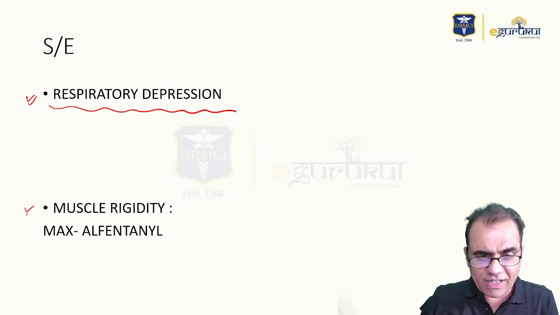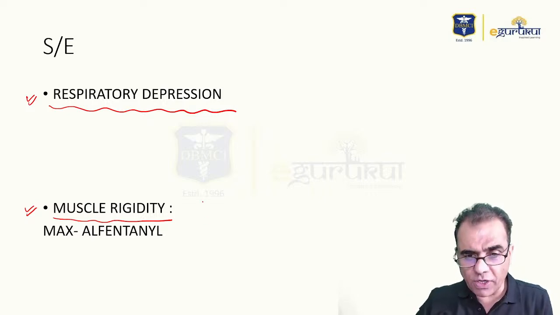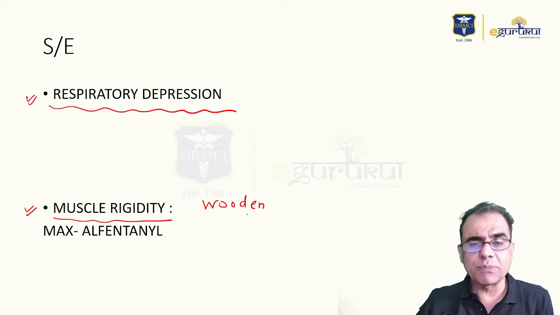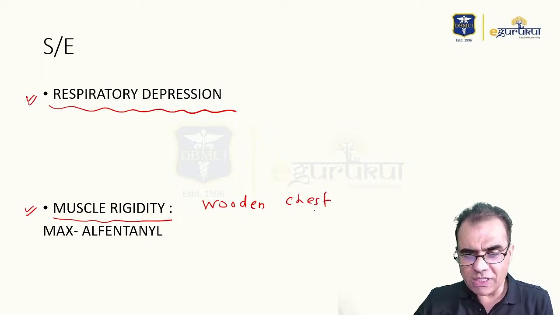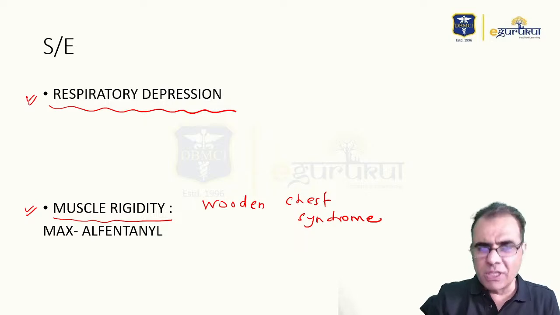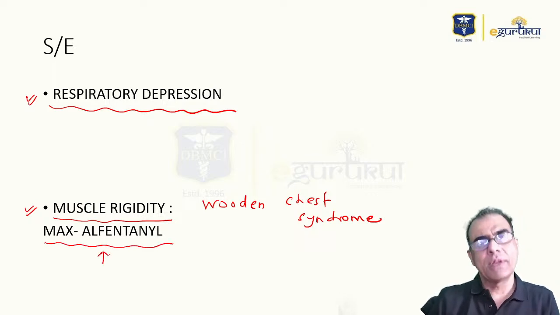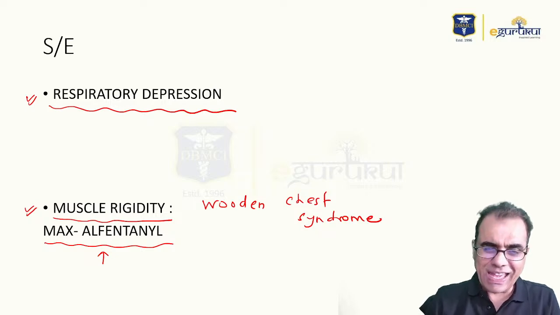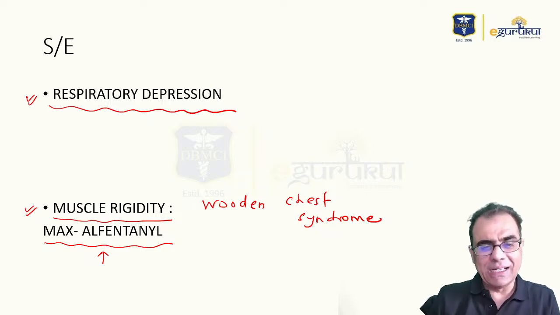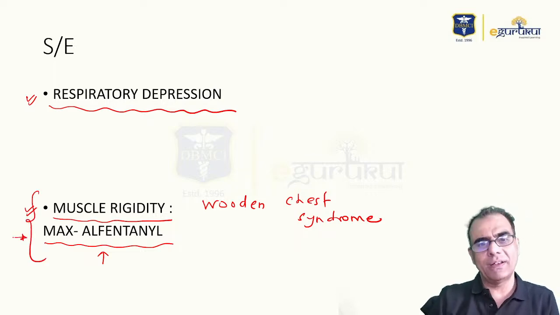Then another side effect is muscle rigidity. Sometimes this muscle rigidity may be so severe in the thoracic muscles that the whole thorax becomes like wood. That is called wooden chest syndrome. All pure opioid agonists can cause this muscle rigidity, but maximally it is seen with fentanyl.